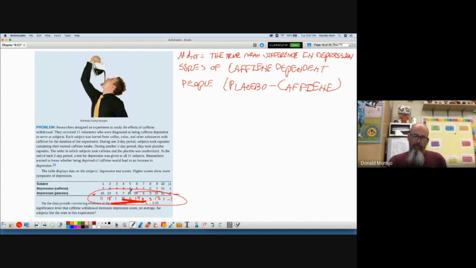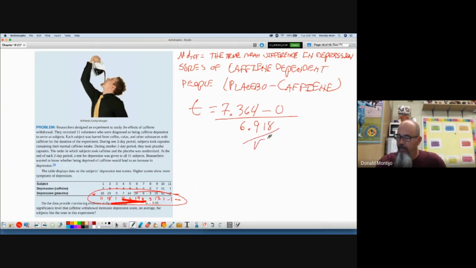Now let's do it. So remember that the t-test statistic is the difference. So I put all of these in a list and I find the mean. It's 7.34. Oops, it's 7.364. 7.364 minus 0. I'm not going to write that anymore, but I will for this example. Over the standard deviation, the calculator told me that that was 6.918 divided by root 11. That gives me a T of 3.53.